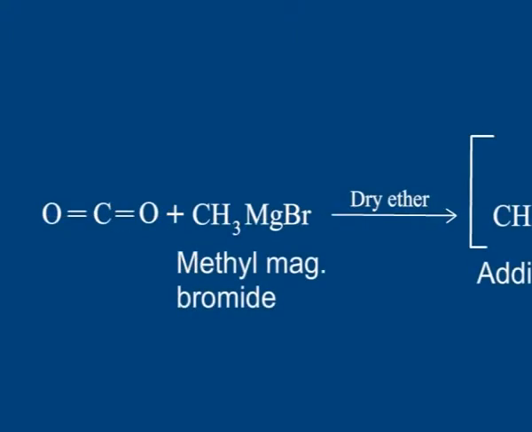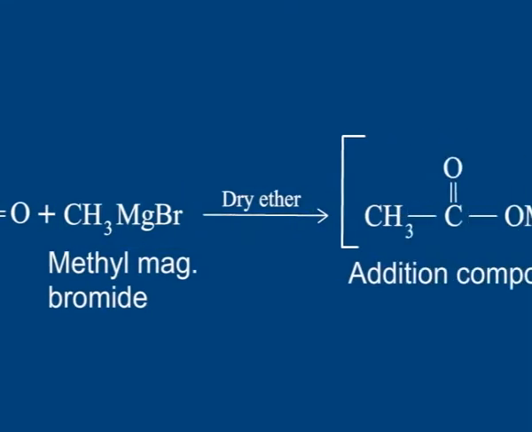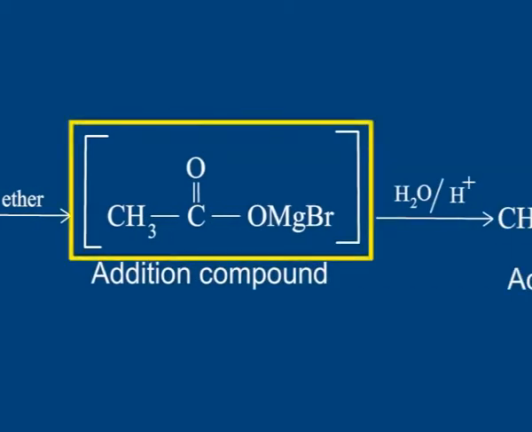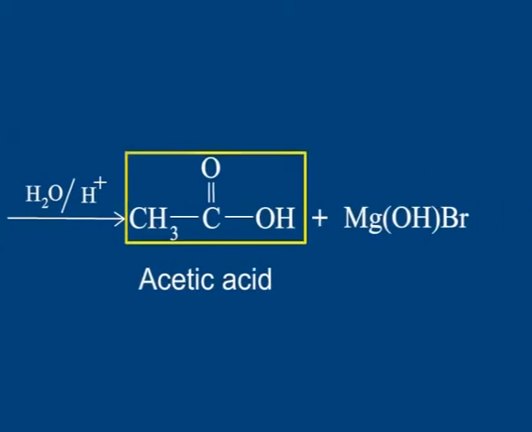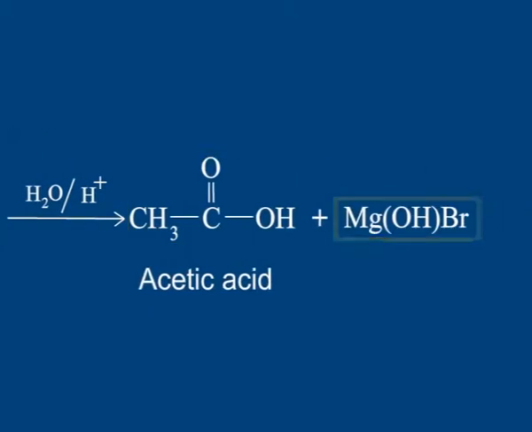Let me explain this with the help of an example. When carbon dioxide reacts with methyl magnesium bromide in the presence of dry ether, an addition compound is formed, which upon hydrolysis in presence of acids forms acetic acid and hydroxy magnesium bromide.